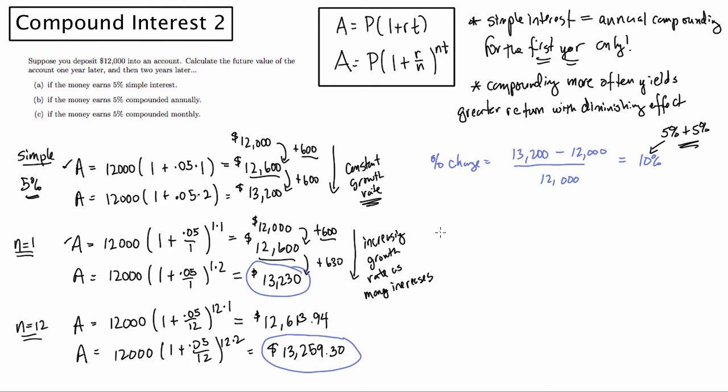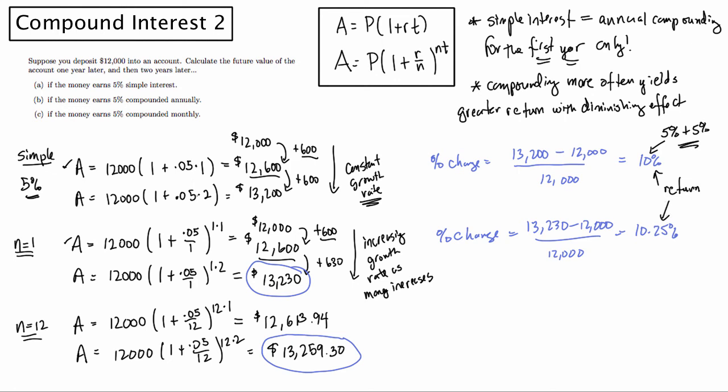Compare that with the percent change for the annual case, and the percent change for the annual case would be $13,230 minus $12,000 over 12,000, and that turns out to be an interest rate of 10.25%, or a total return of 10.25%. This is typically called the return. So if I talk about the return on an investment, it's the amount that it yielded percentage-wise.